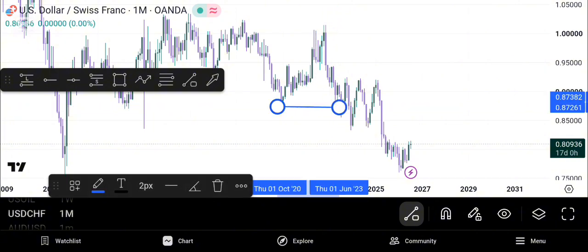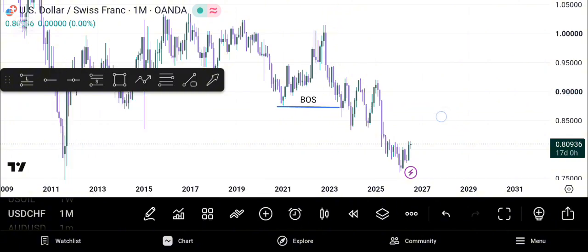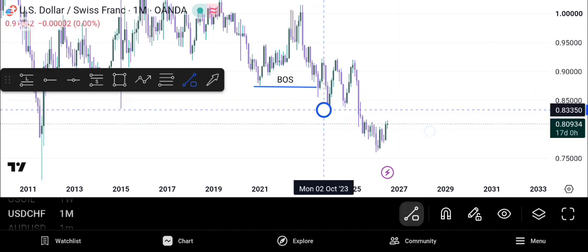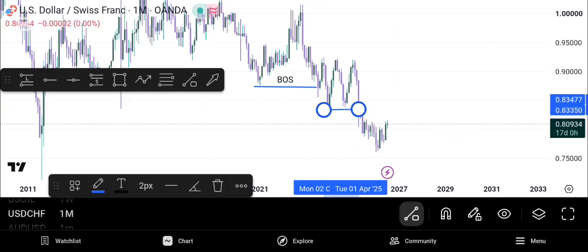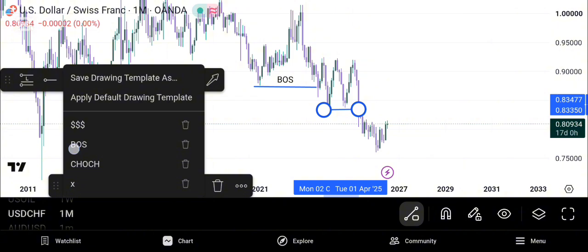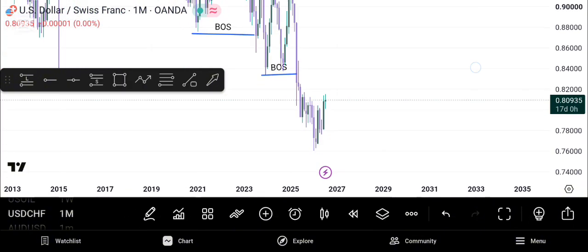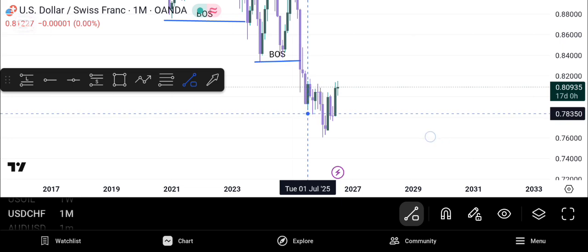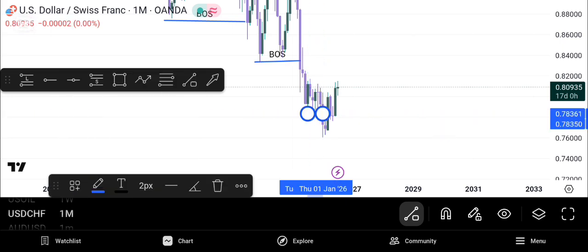Price has been falling, giving us break of structures, and here we have another break of structure on the monthly time frame. This is another break of structure, and here I can also map this as another break of structure on the monthly time frame. Now I just like to read structure and see what's up. This is another break of structure on the monthly time frame.